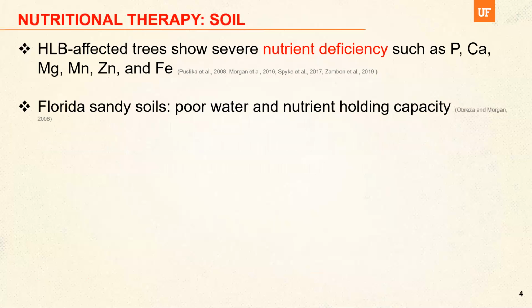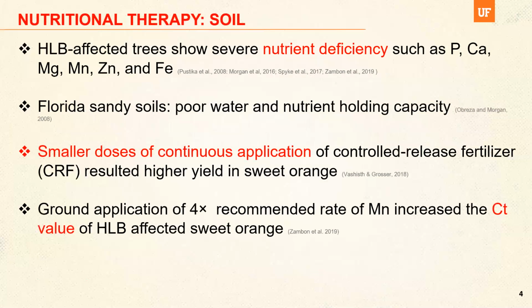Another important approach is nutritional treatment by soil. The SLB affected tree shows deficiency symptoms of some major macronutrients such as phosphorus, calcium, magnesium, and some major micronutrients such as manganese, zinc, and iron. We need to supply those nutrients. The problem is Florida's sandy soil, which has poor water and nutrient holding capacity. Also, the SLB affected trees have poor root architecture, which has difficulty obtaining micronutrients from the soil.